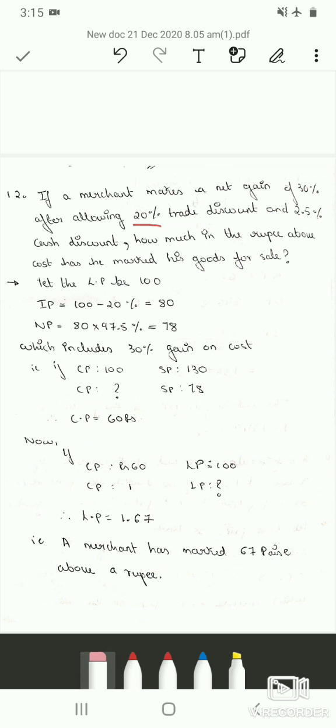So here in the question they have asked us to find out how much he has marked his goods above a rupee. So here we got the list price to be 1.67. So ignore this 1 rupee. Therefore the merchant has marked 67 paise above a rupee.